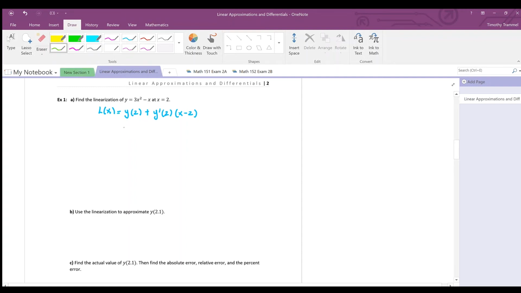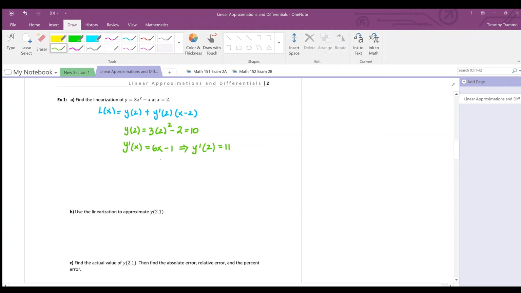So y of 2, let's just start off with that one. That'd be 3 times 2 squared minus 2. And that's going to give us 10. And then y prime, well, we're not going to find it of 2 yet. We'll find just y prime first. It's 6x minus 1. And so then we could find y prime of 2. It's going to be what? 12 minus 1. So that's 11.